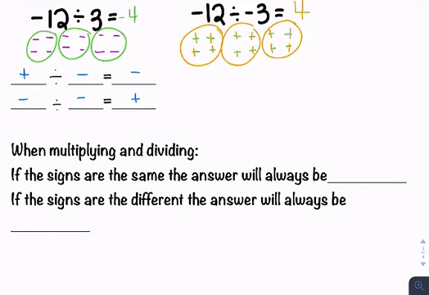So, let's fill this part out. When multiplying and dividing, if the signs are the same, so if they are both negative or both positive, the answer will be positive. If the signs are different, the answer will always be negative. So if one is negative, the other's positive, or one is positive, the other's negative, the answer will always be negative.